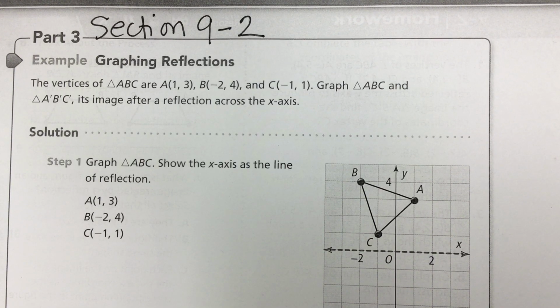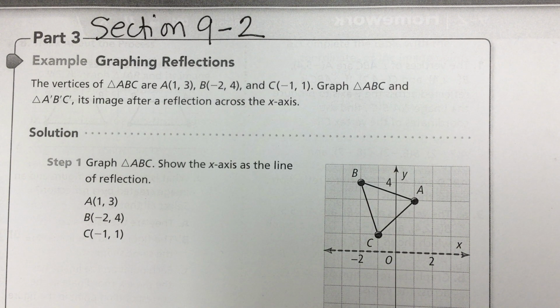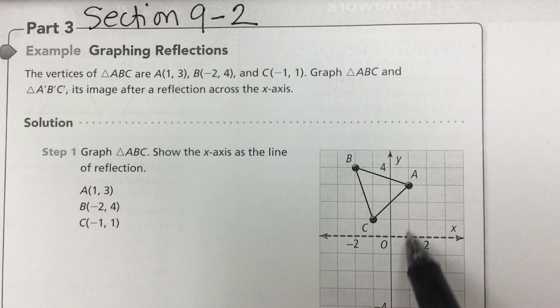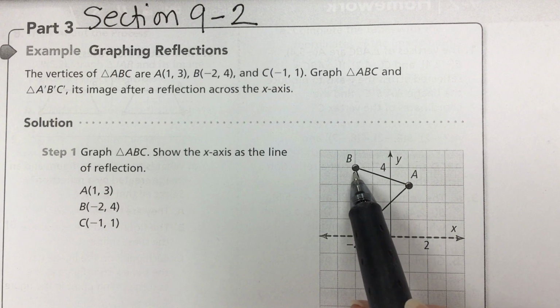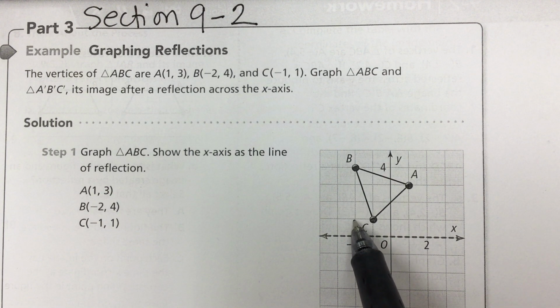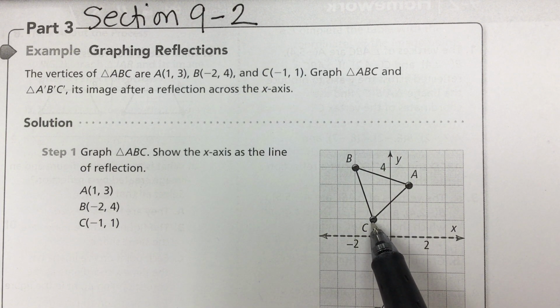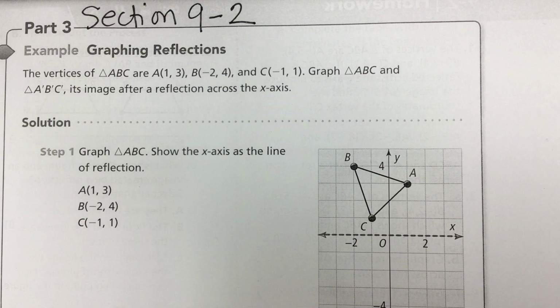Section 9-2, Part 3, Graphing Reflections. The vertices of triangle ABC are A (1, 3), B (-2, 4), and C (-1, 1). Graph triangle ABC and triangle A prime, B prime, C prime, its image after a reflection across the x-axis.